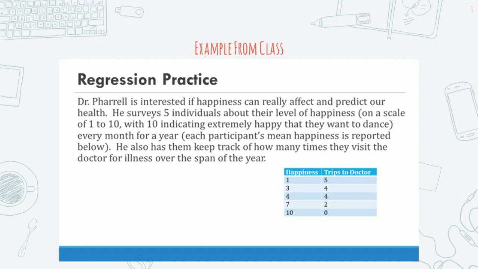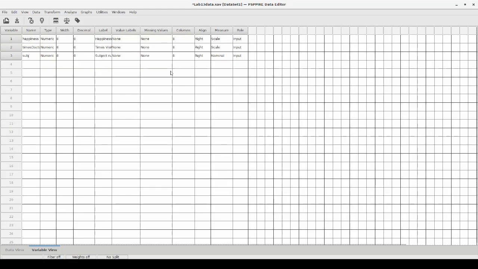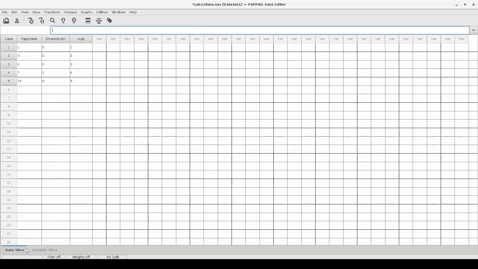So we're going to see this data in class as well as in our data set, so you can go ahead and open up Lab 13 data. In this data set, you will find 3 variables. That includes the happiness variable, the times to the doctor variable, as well as a subject number. And they all have labels. None of them have values because they're all continuous. And if we go to our data view, we will then see that we have the 5 subjects, 1, 2, 3, 4, 5, as well as the happiness scores and the times that they went to the doctor.